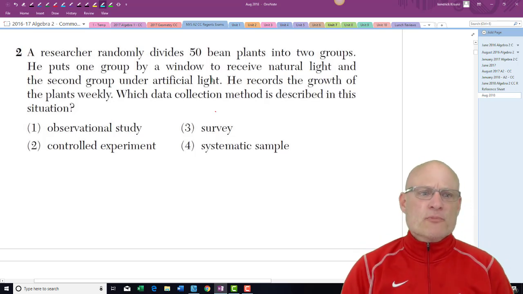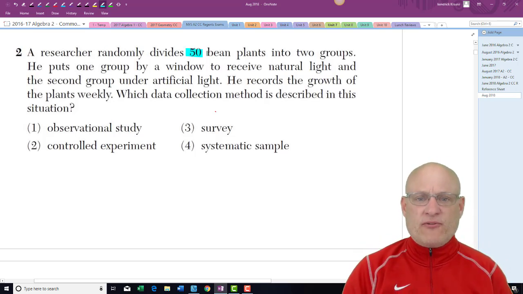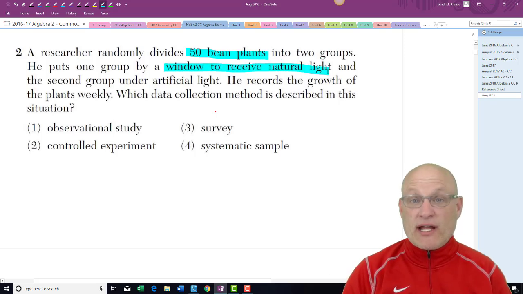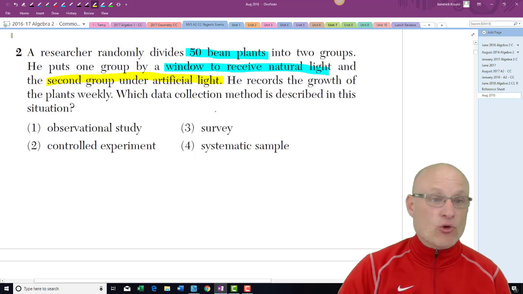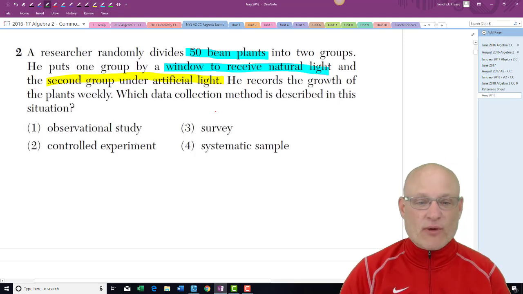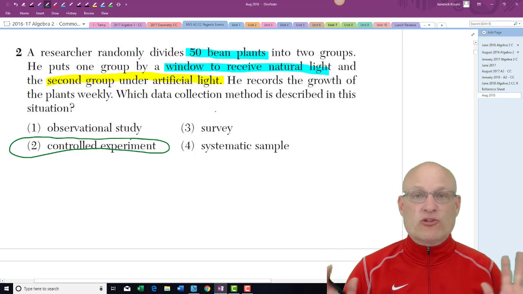Question number 2. A researcher randomly divides 50 bean plants into 2 groups. One group by the window receives natural light. The second group is going to receive artificial light. He records the growth of the plants weekly. Which data collection method is best described in this situation? So let me go through all these real quick. By the way, you should know for certain that this is a controlled experiment. That's it. A controlled experiment always.